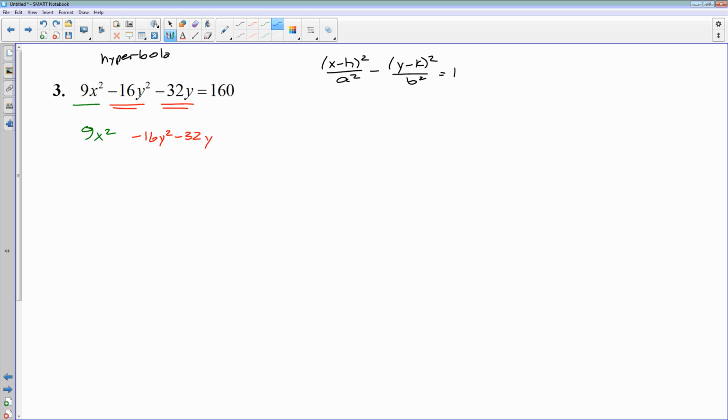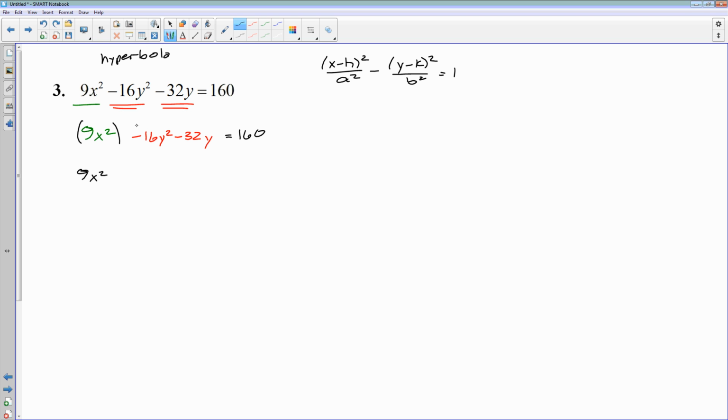9x squared minus 16y squared minus 32y. And then we will group it, as I said, and we'll just have it equal to 160. The 160 is already over there by itself. Now we have to complete the square. There is nothing with the x term, so that's just going to come down by itself.